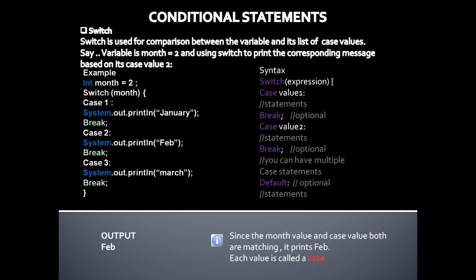Switch is used for comparison between the variable and its list of case values. Take a look at this example. Output prints FEB. Since the month value and case value both are matching, it prints FEB. Each value is called a case.